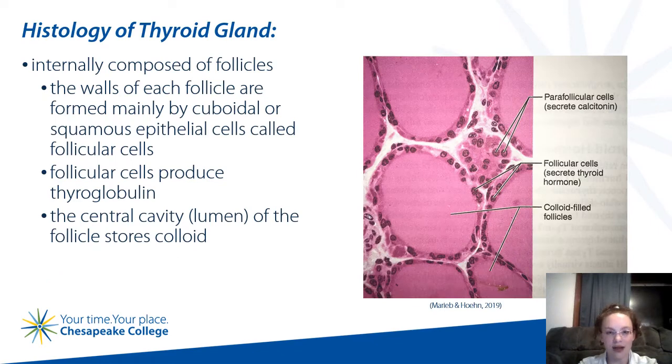On a cellular level, the thyroid gland is composed of follicles. As you can see from the picture on the right, the parafollicular cells secrete calcitonin, which has the effect of lowering blood calcium, and the follicular cells secrete thyroid hormone. The central cavity, or lumen, of the follicle stores colloid, which contains the prohormone thyroglobulin.